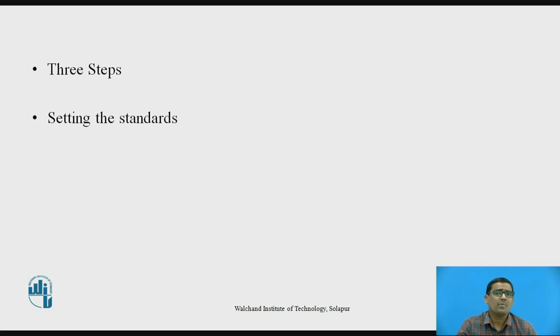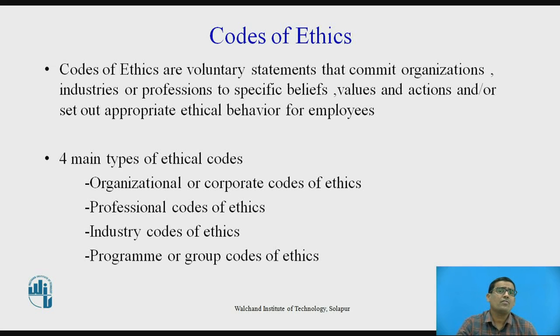So, in the upcoming modules we will discuss these three steps in detail. We will start with the first one, which is setting the standards, that is, defining the codes of ethics. Now, codes of ethics are voluntary statements that commit the organization, industries, or professions to specific beliefs, values, and actions, or set out appropriate ethical behavior for employees.